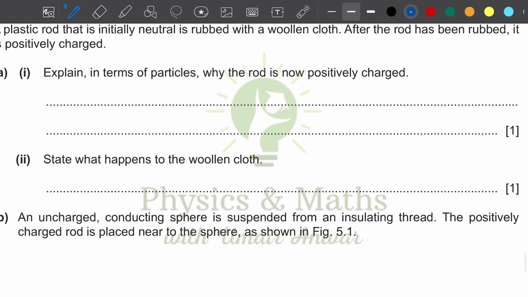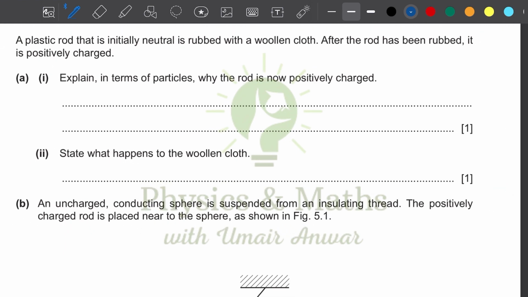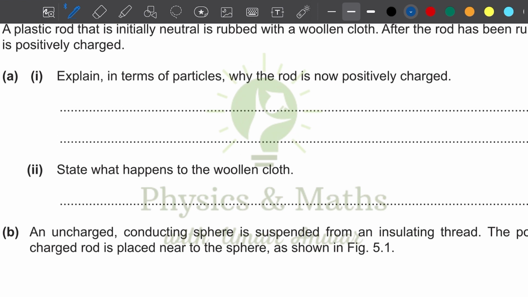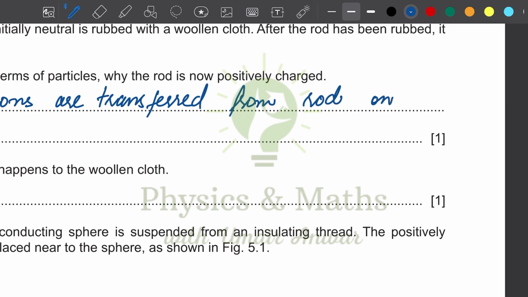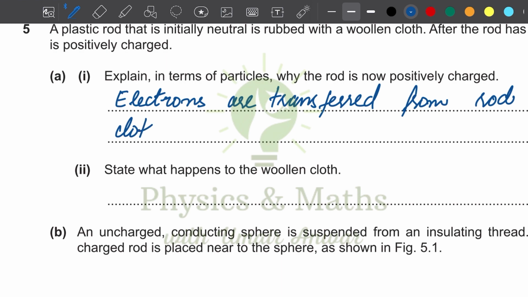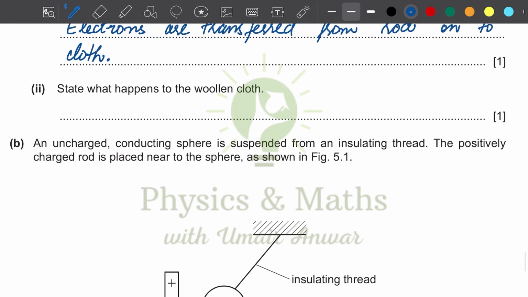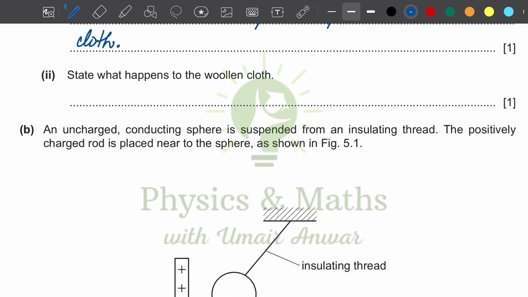So the reason is that the positive charge is created because the electrons have been transferred from the rod to the cloth. So we would say the electrons are transferred from rod onto cloth. So that is why the lack of electrons has created a positive charge. State what happens to the woolen cloth. It becomes negatively charged, or the surface becomes negatively charged because of having excess electrons.